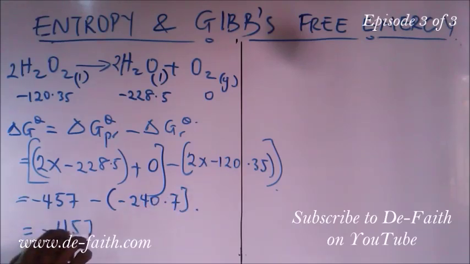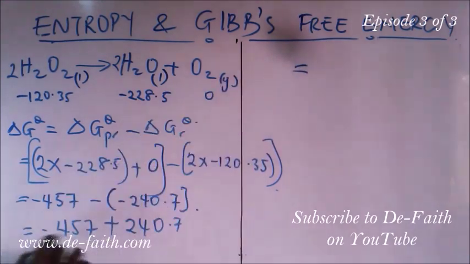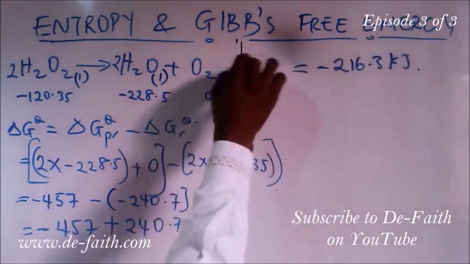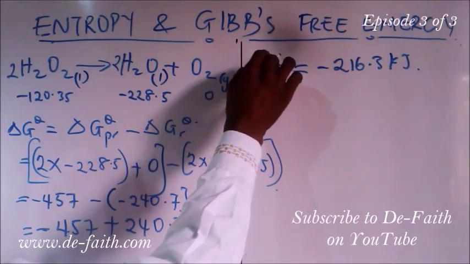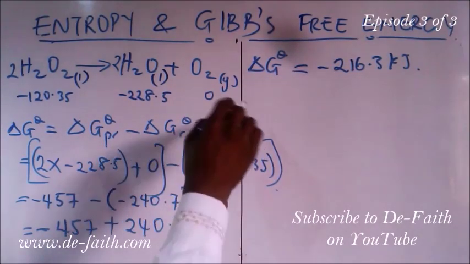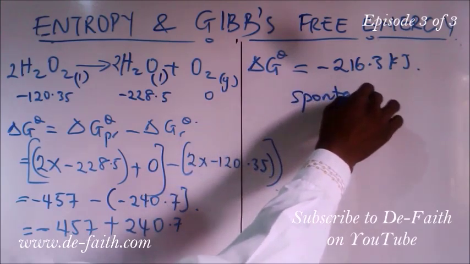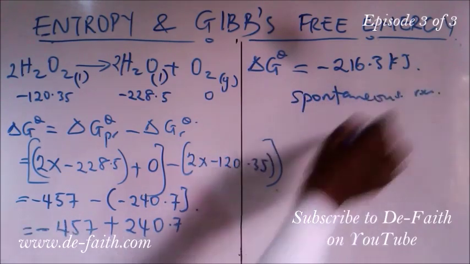So minus 457, minus times minus gives us a plus, and then we have 240.7. When we add this together, that is minus 457 plus 240.7, that gives minus 216.3 kilojoules as the standard Gibbs free energy of the reaction. A negative Gibbs free energy shows that this reaction is spontaneous. So we have a spontaneous reaction over here.